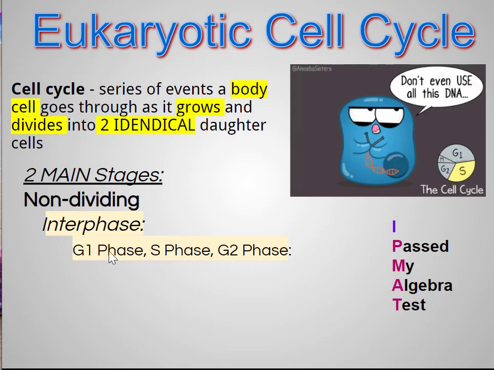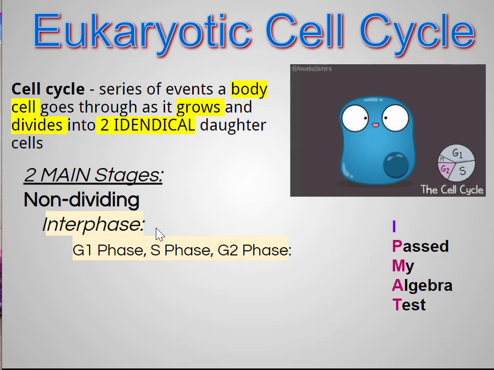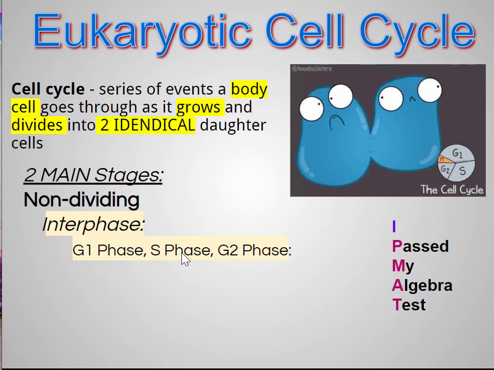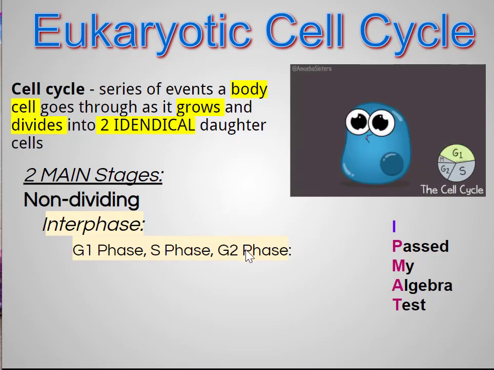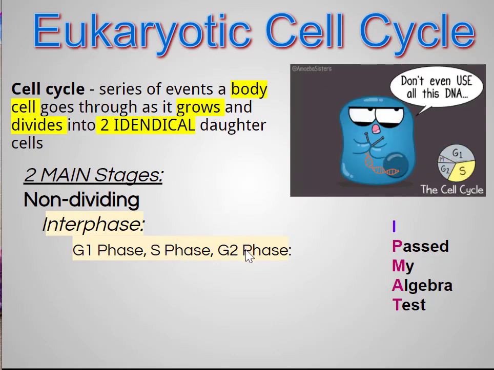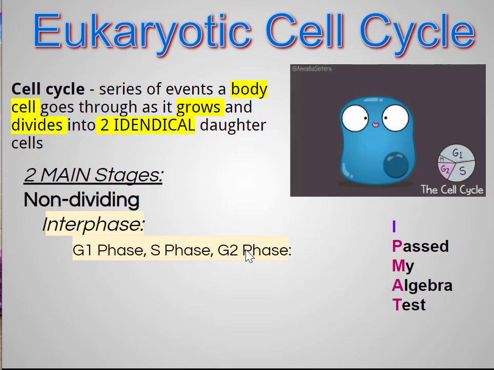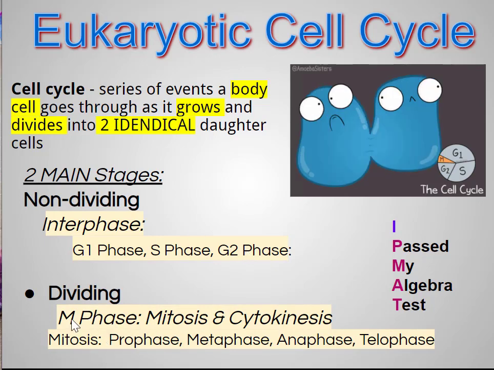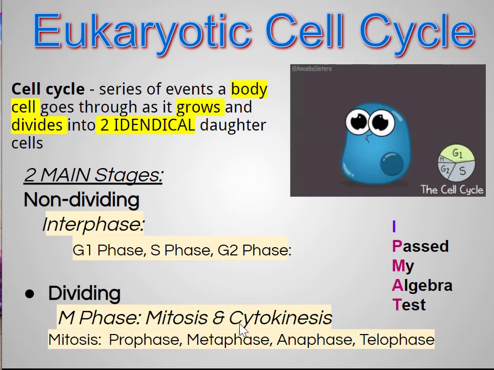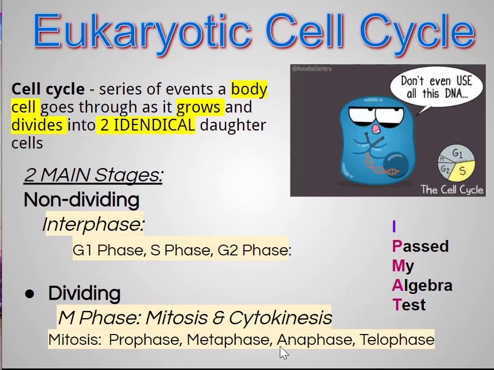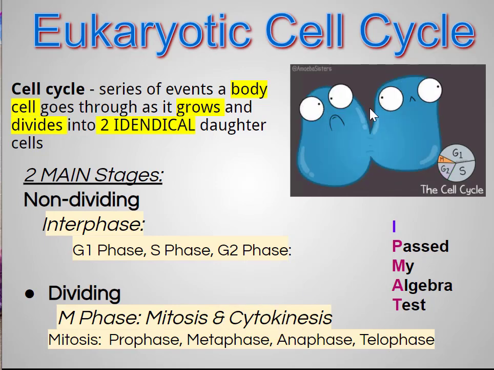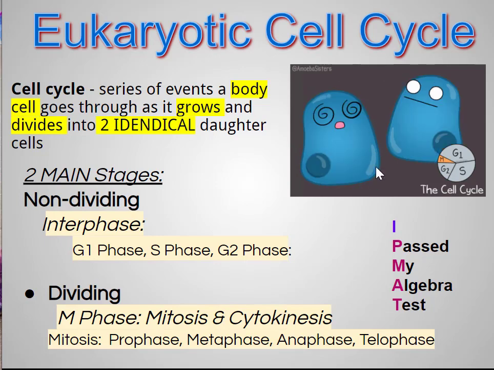So, interphase is going to be the longest thing because in this phase, we have a lot of stuff happening. Our cell is growing, our DNA is replicating, and we're copying a bunch of organelles like mitochondria and ribosomes and all that fun stuff. The second stage of the cell cycle is the dividing stage, which can be known as the M phase. This is mitosis and cytokinesis. Now, in mitosis, there's prophase, metaphase, anaphase, and telophase. The last part is cytokinesis, and that is this part right here, where it's actually splitting in half.